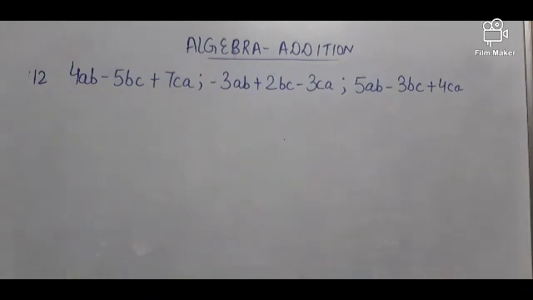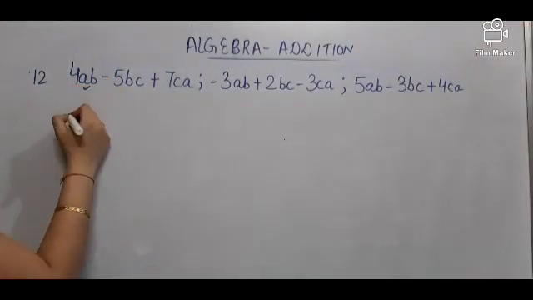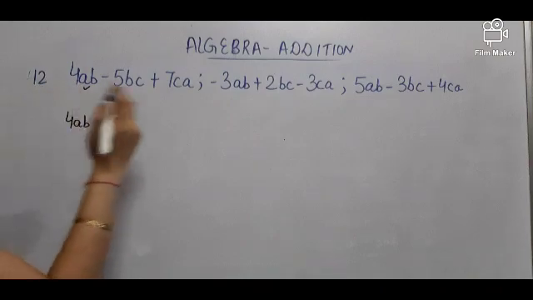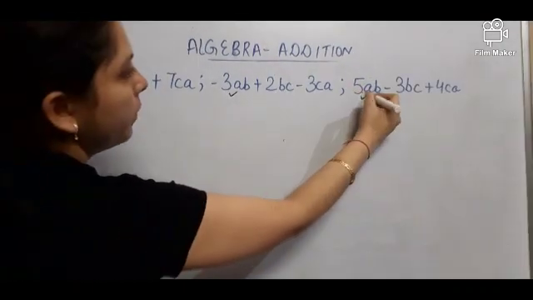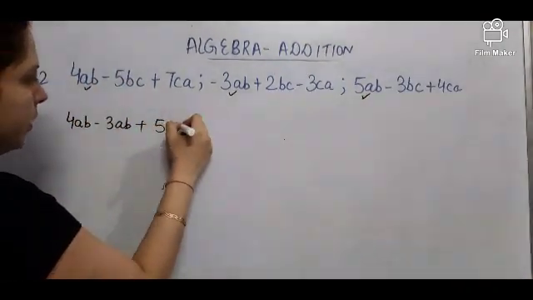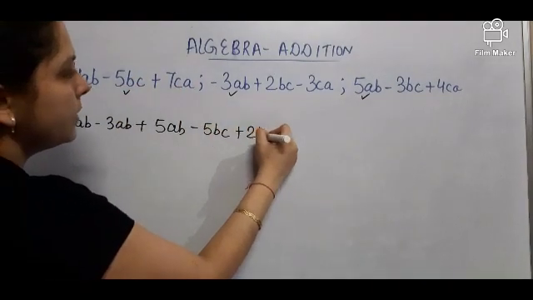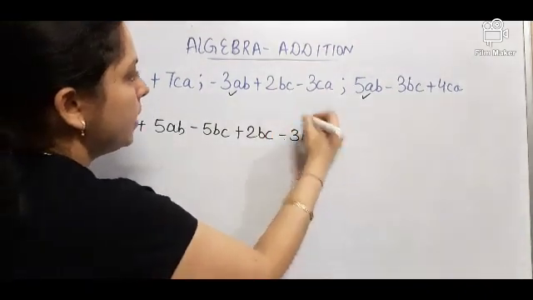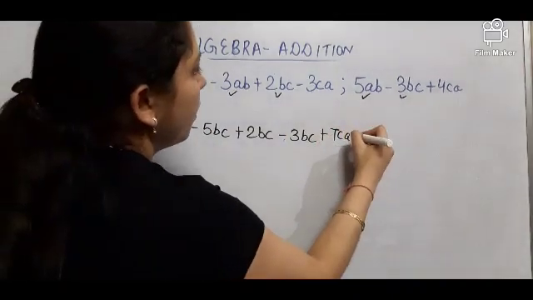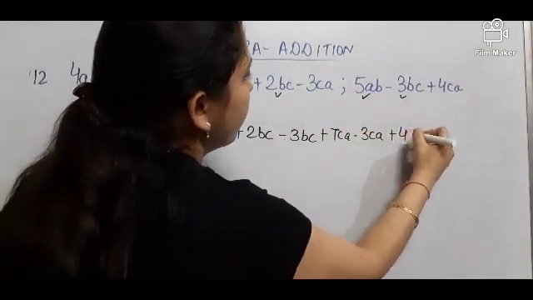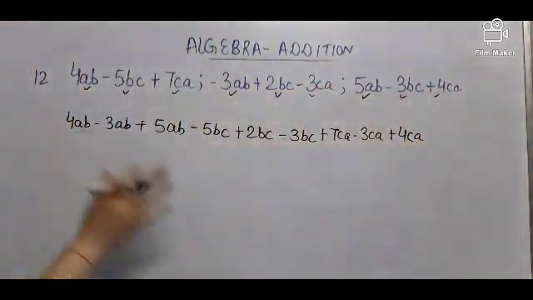Now number 12, let's do this question with row method. So yes, let's write the like terms. 4ab, then minus 3ab, then find the ab term from the third term. Yes, 5ab. Next we have minus 5bc plus 2bc, then minus 3bc, so 2bc and 3bc are done. Then plus 7ca, minus 3ca and plus 4ca. Okay, so yes, we are done with all the terms. Now just add up all this.